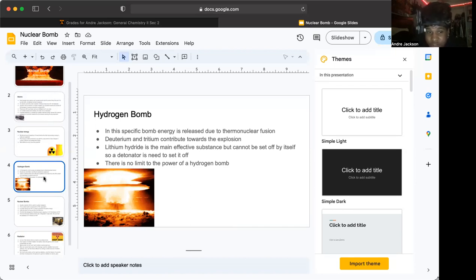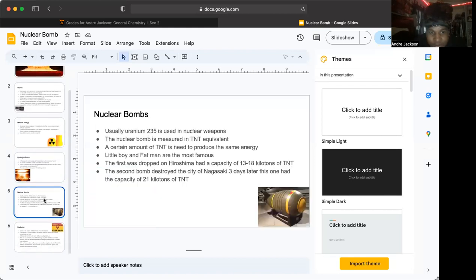Also in the video, they were saying there is no limit to the power of a hydrogen bomb, essentially stating that if someone wanted to, they could make a bomb that would kill all life itself on Earth, which we definitely don't want to happen.